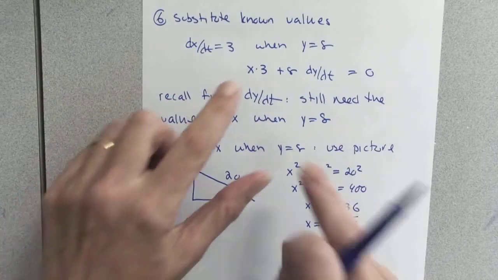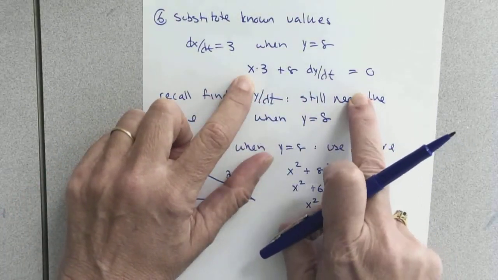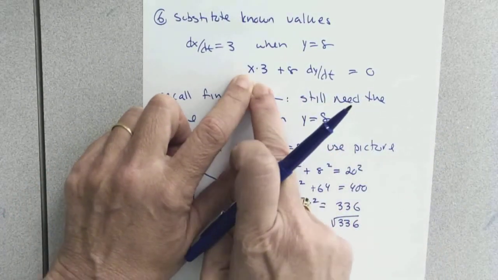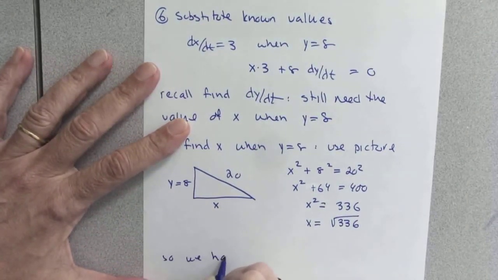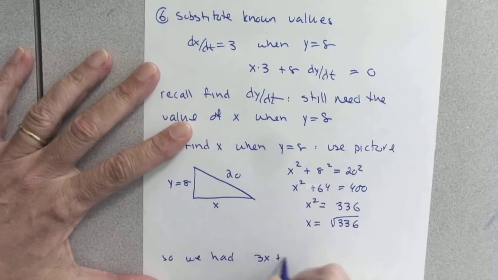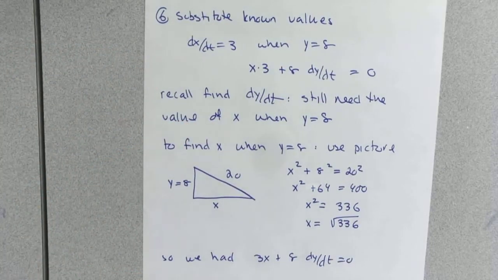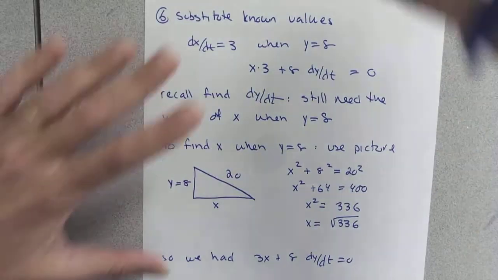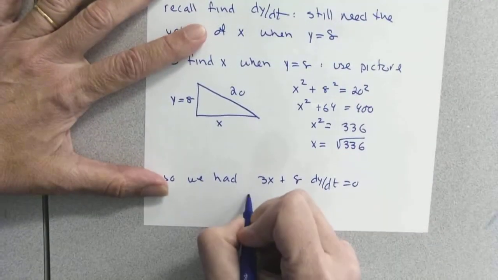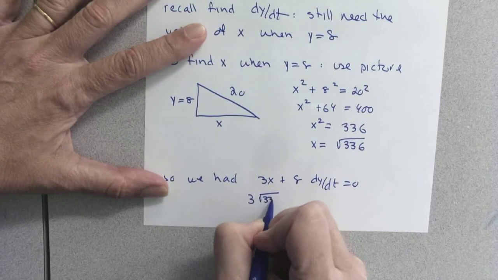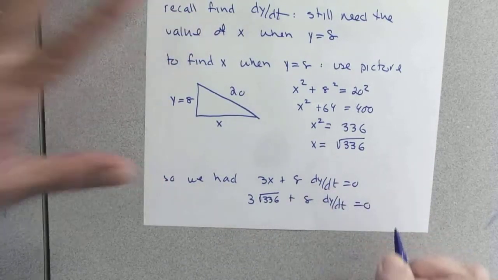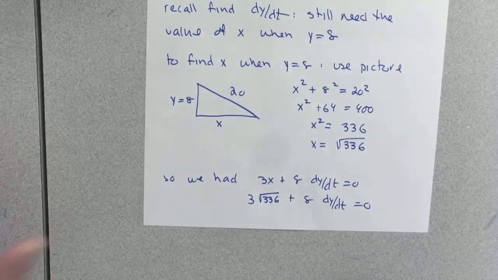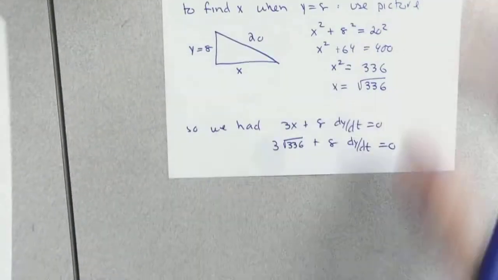So let's finish what we were starting. We were substituting in, we came to a roadblock, we needed to have x. So we had 3x plus 8 dy/dt equals 0. Well, we now know what x is. So 3 square root of 336 plus 8 dy/dt equals 0.